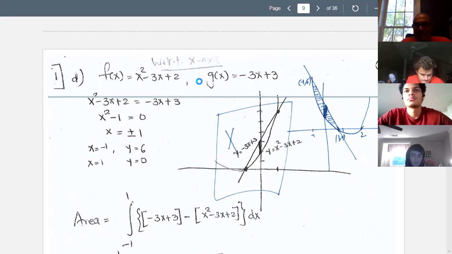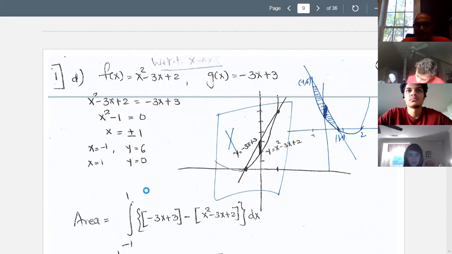So this is my f(x) and this is my g(x), right guys? If you solve these two, you're going to get x equal to negative 1 and 6. That is the first point of intersection. And x equal to 1 and y equal to 0 is another point of intersection. Good.